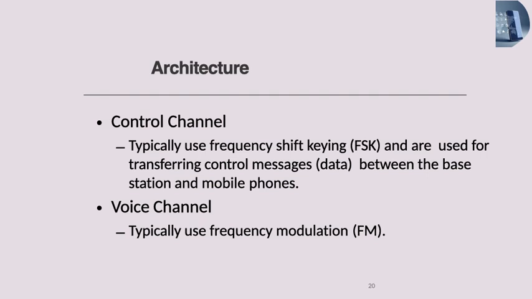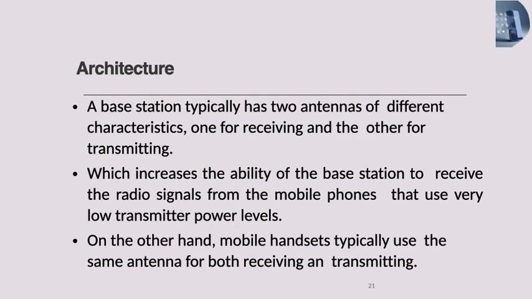A base station typically has two antennas of different characteristics. One antenna is used for receiving and the other for transmitting. Use of two different types of antennas at the base station increases its ability to receive the radio signal from mobiles that use very low transmitter power levels. On the other hand, mobile handsets typically use the same antenna for both receiving and transmitting.